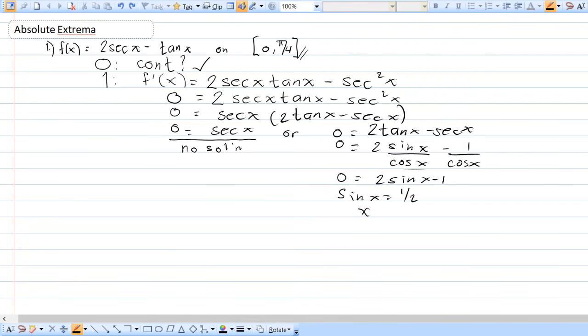So, what are those angles? So, on this interval, 0 to pi over 4 lang tayo again. Kaya yung x natin, isa lang. So, which is pi over 6. Okay. So, therefore, we have a critical number. X equals pi over 6. Okay. Proceed to step 2.